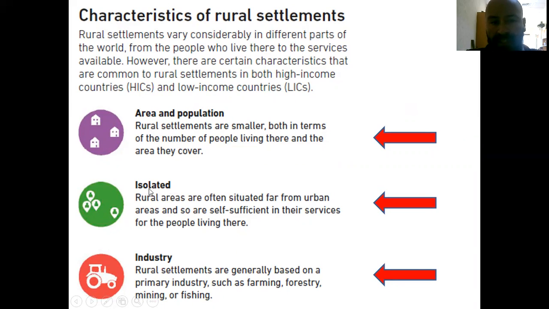As for the rural settlements, they are also isolated, okay? That means that they are far away from other cities, from other towns, and also the roads may not be efficient to travel through. So some of those roads may be made of only dirt. The only industry that they have is related to the primary industries such as farming, forestry, mining, and fishing.